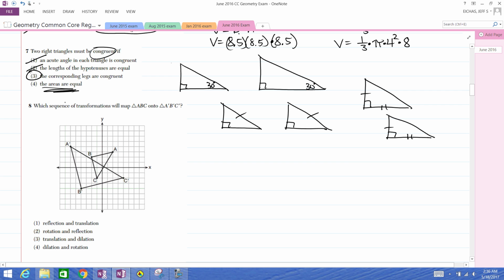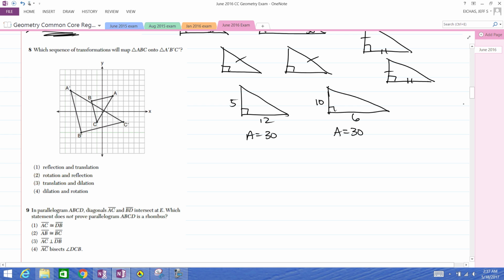Areas equal, that's interesting. We can come up with different areas. I'm sorry, the same area, but with different legs, meaning this. So I might go 5 and 12, or let's do 10 and 6. Those are going to have the same areas. Those are going to have areas of 30. 1 half times 5 times 12 is 30. 1 half times 6 times 10 is 30. But these are definitely not congruent triangles. So it's going to be choice 3. All right.